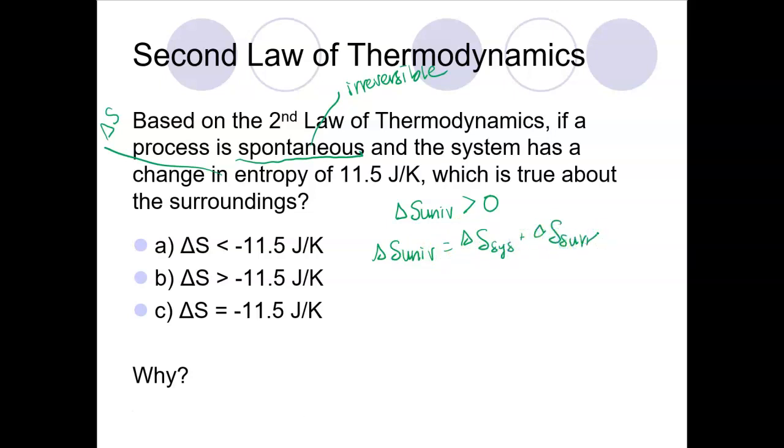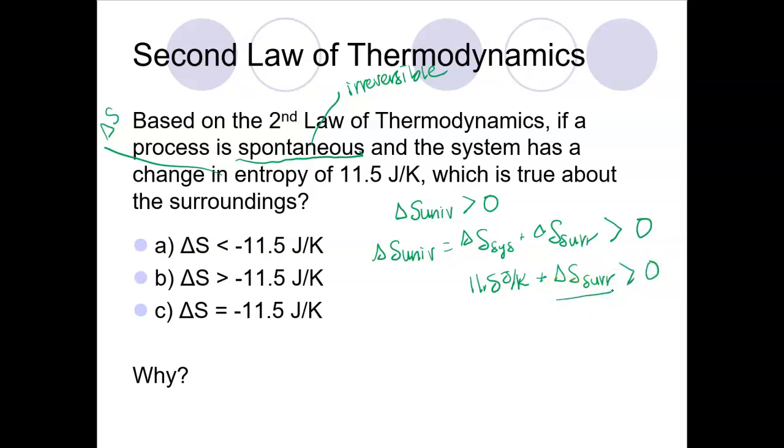And we know that when I add those two together, I'm going to get some number greater than 0. That's according to the second law of thermodynamics. So in this question, what they're telling me is that the system has a delta S of 11.5 joules per Kelvin. So I'm trying to figure out what's true about the surroundings.